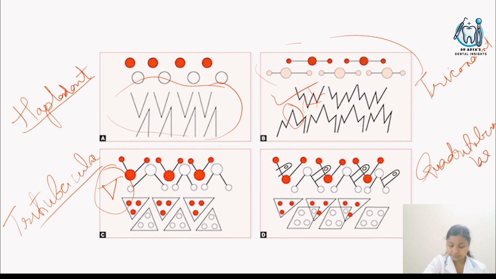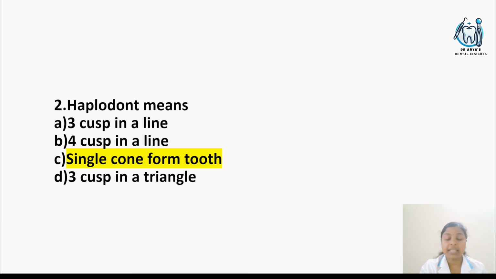So this is the quadritubercular molar form. So these are the haplodont, single cone form tooth. This is a triconodont, three cusps in line. This is a tritubercular form, a more efficient form, and three cusps in a triangle. And here, this is the four cusps in a quadrangle, or quadritubercular molar. So the answer for haplodont is single cone form tooth.